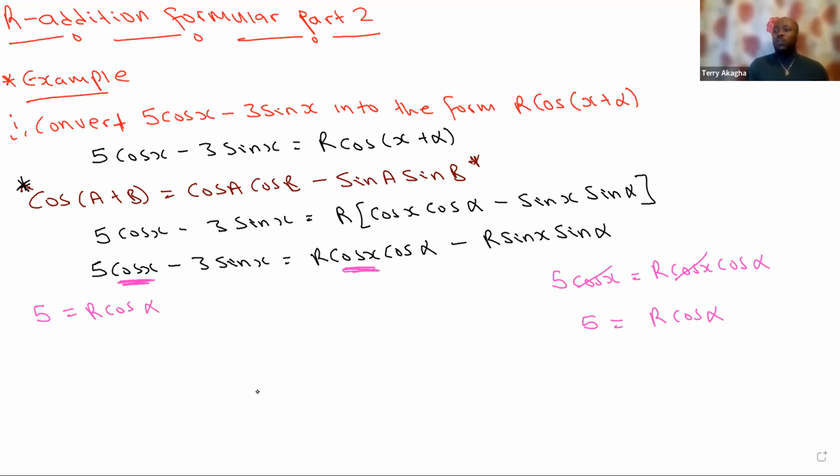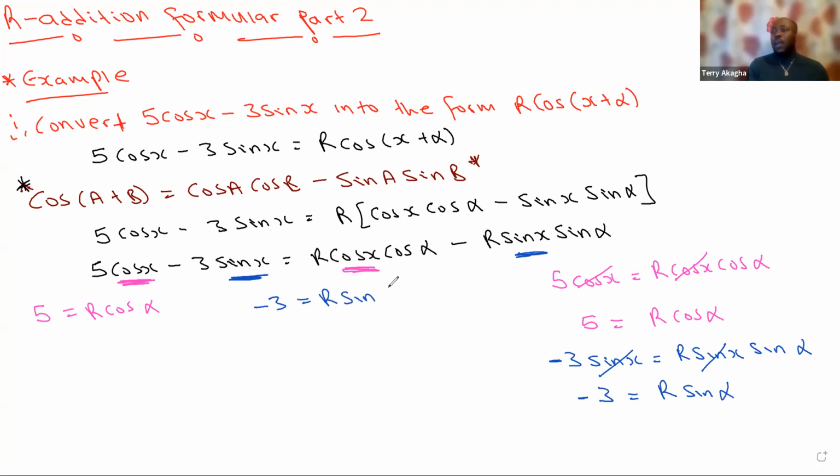The same thing we're going to do for sine as well. So this minus 3 sin x must be equal to minus r sin x sin alpha. So if 3 sin x must be equal to r sin x sin alpha, then for the two to be equal, 3 must be equal to r sin alpha. Since this is minus 3 sin x, it will become minus 3 will be equal to r sin alpha.